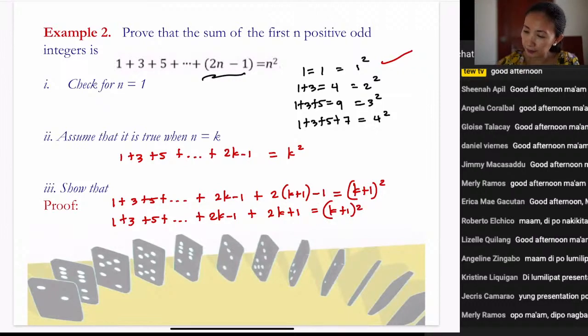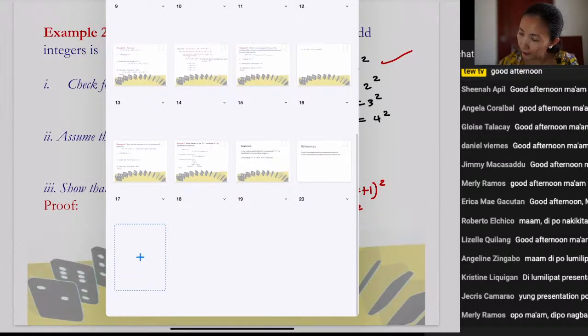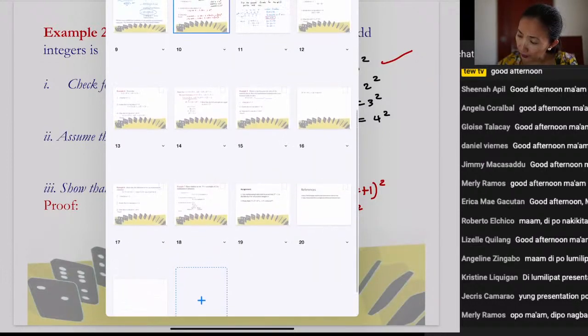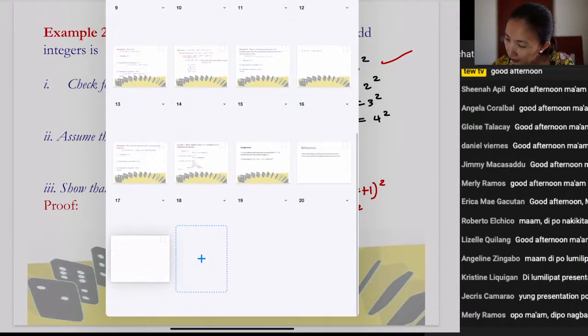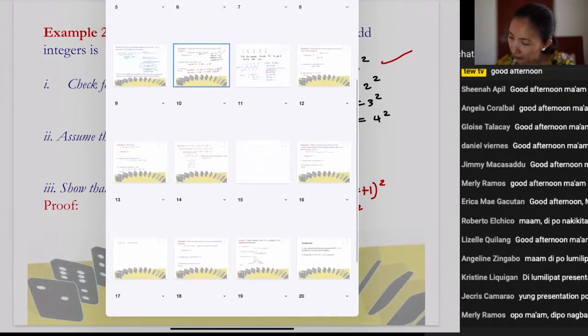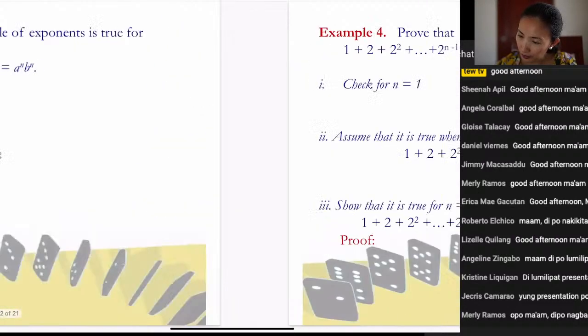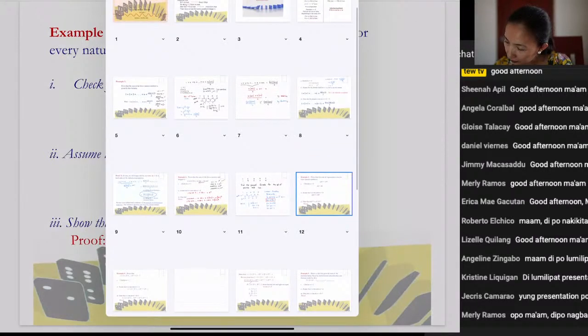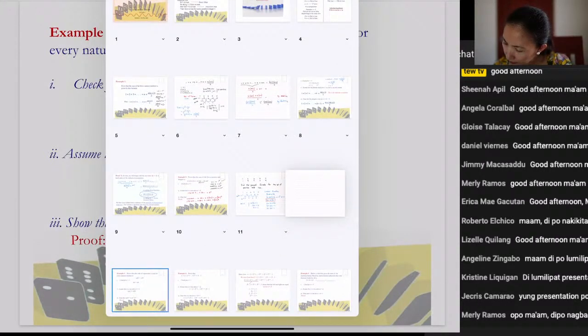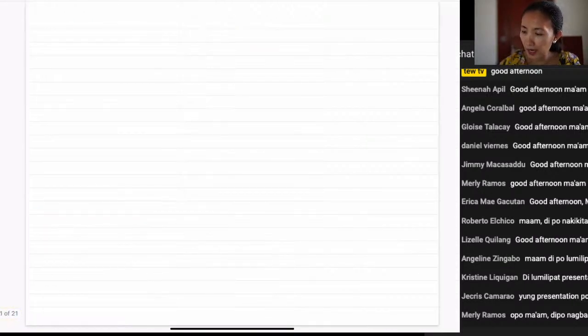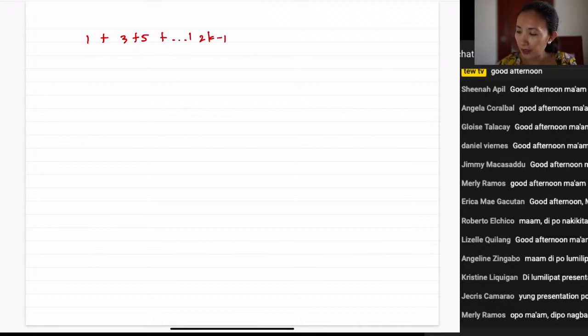Okay? From here, we now manipulate one side of the equation and make it equal to the other side. I prefer proving in that manner. Work on one side and make it equivalent to the other side of the equation. Okay, so let's continue. We are out of space. Okay. So let me copy. 1 plus 3 plus 5 plus 2k minus 1 plus 2k plus 1 should be equal to k plus 1 squared.